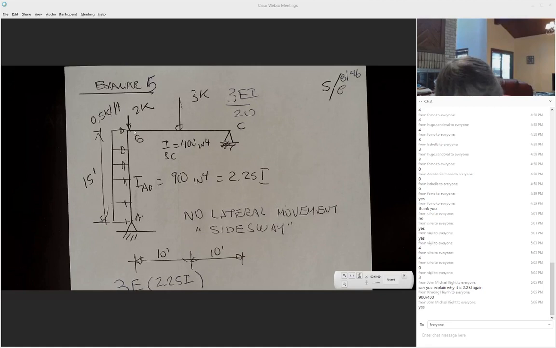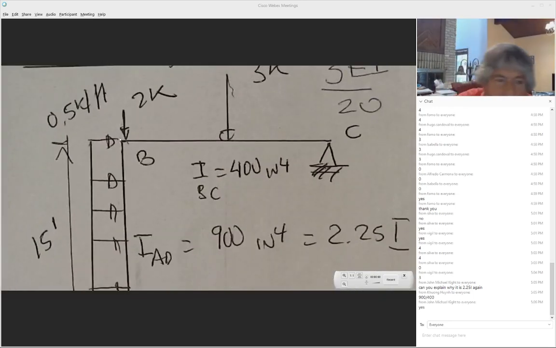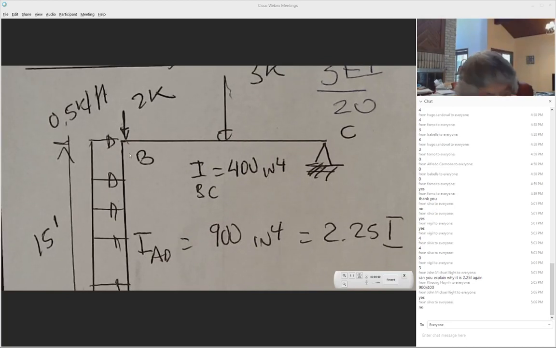There's going to be a moment in here, a fixed end moment produced by this 3PL over 16. It's going to be negative. There's going to be a moment only at this end, WL squared over 8, positive. So there's going to be two moments in here, one produced by this load, one produced by the other. What about these two? Are they producing a moment? Anybody? No, because it's an axial load.